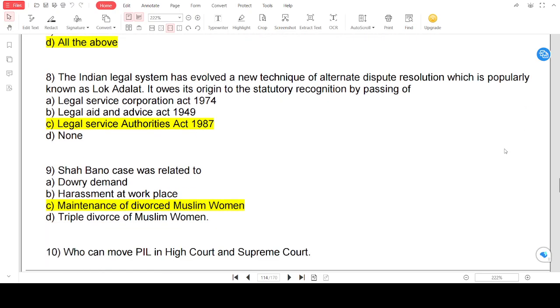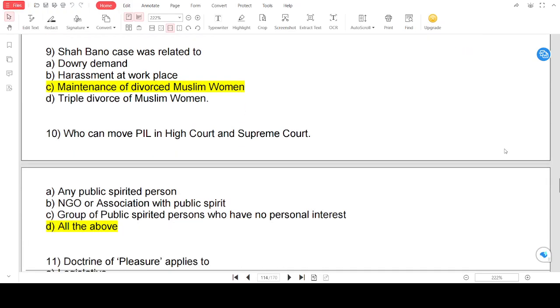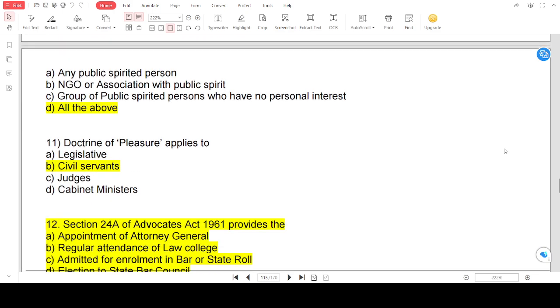Shah Bano case was related to maintenance of divorced Muslim women. Who can move PIL in High Court and Supreme Court? Any public spirited person, NGO or association, group of public spirited persons who have no personal interest. Doctrine of pleasure applies to civil servants.